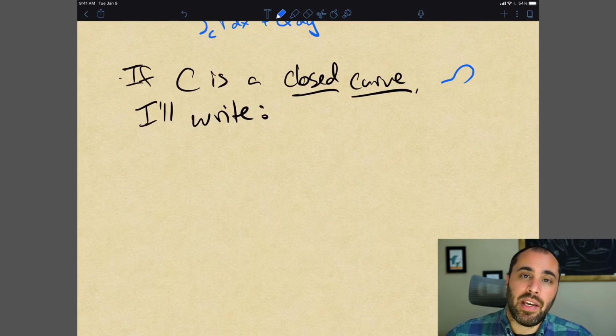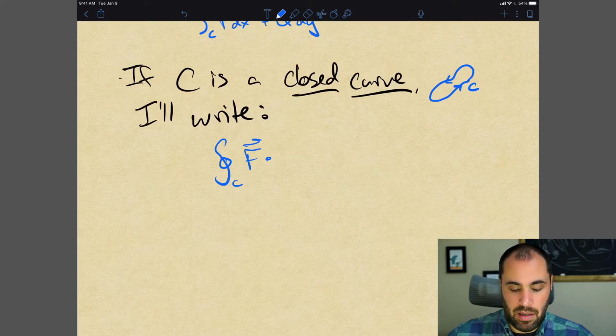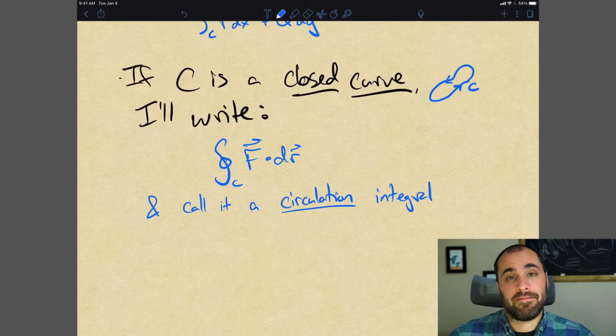And then in a special case where our curve or path C is closed, and that just means it starts and ends at the same place, then we give our line integral a special name. We call it a circulation integral, and we denote it this way.